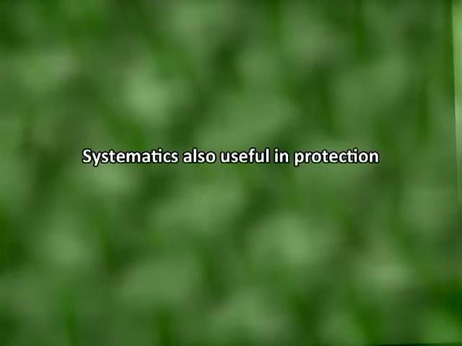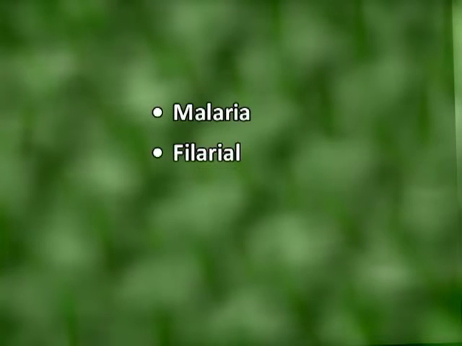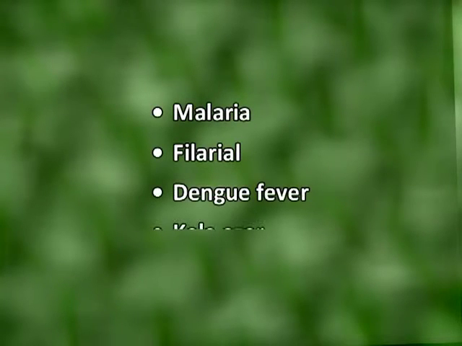Systematics is also useful in protection of human health. Exact identification of insects helps in controlling epidemic disease. For example, many diseases like malaria, filaria, dengue fever, kala azar, etc. are spread by different species of mosquitoes. It also helps in conserving useful animals and plants.